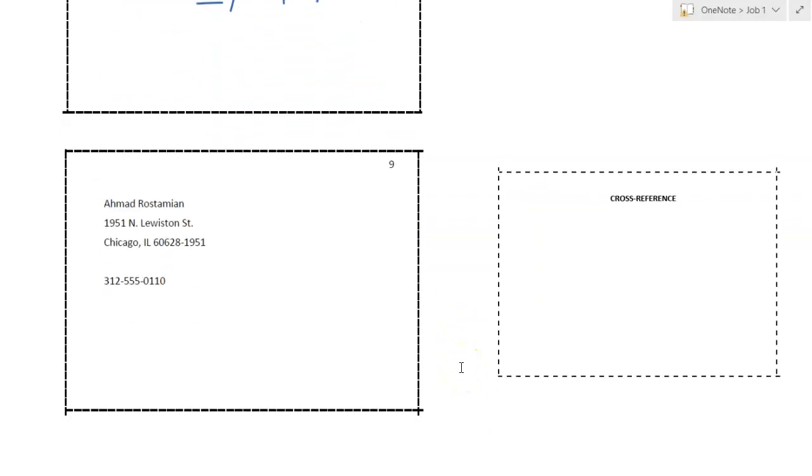Okay, and then finally we have Ahmad Rostamian. This is going to be an unusual or foreign name, so we are going to create a cross-reference for this. So Rostamian is going to be the last name or our key unit. Ahmad is our unit 2. My cross-reference is then going to be Ahmad Rostamian, with Ahmad as my key unit, Rostamian as unit 2. And so I would see Rostamian, Ahmad.